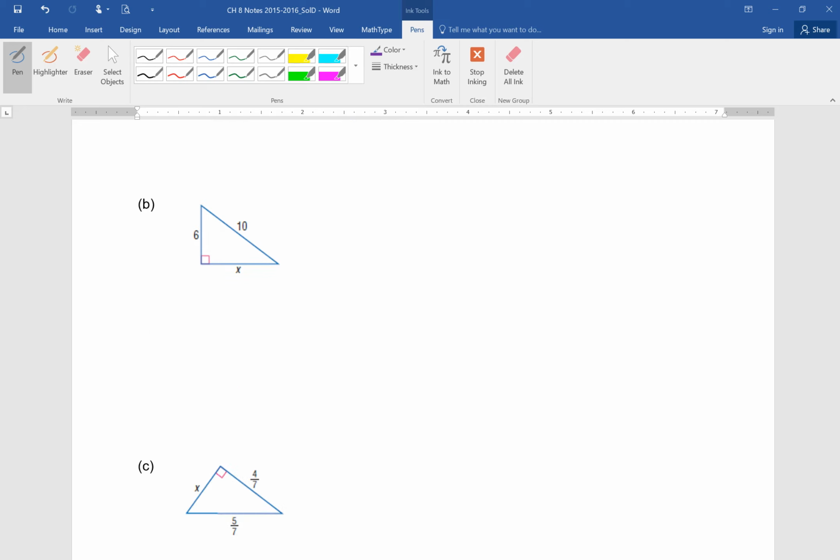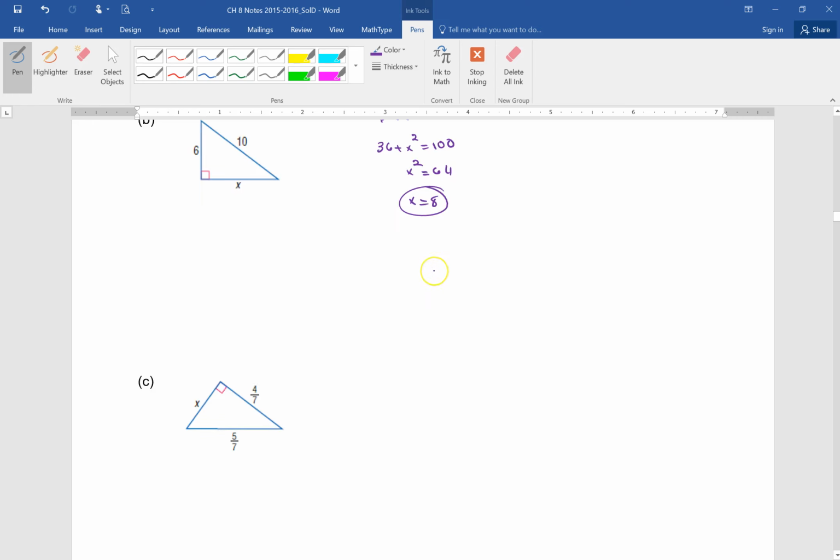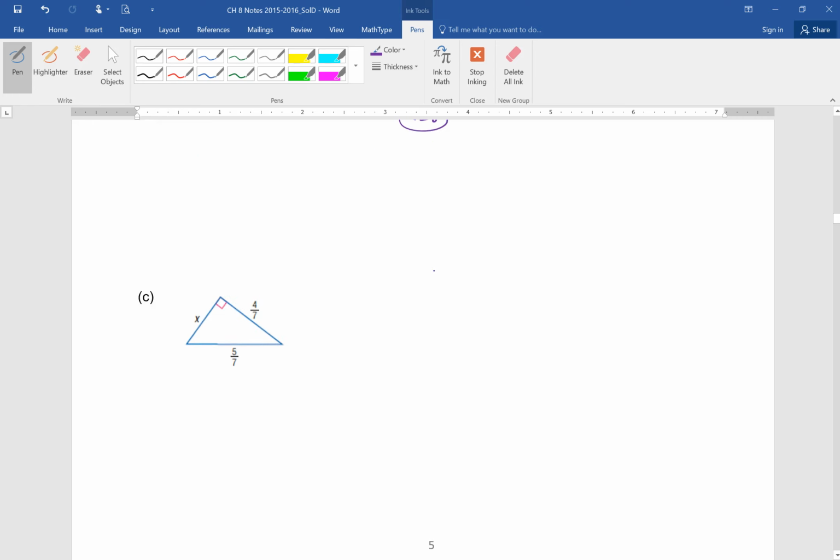All right, so for all those listening at home, this is going to be 6 squared plus x squared is equal to 10 squared. Now, 36 plus x squared is 100. So x squared is 64, meaning x is equal to 8. Okay? For the next one, we have fractions, but that's fine because we love fractions.